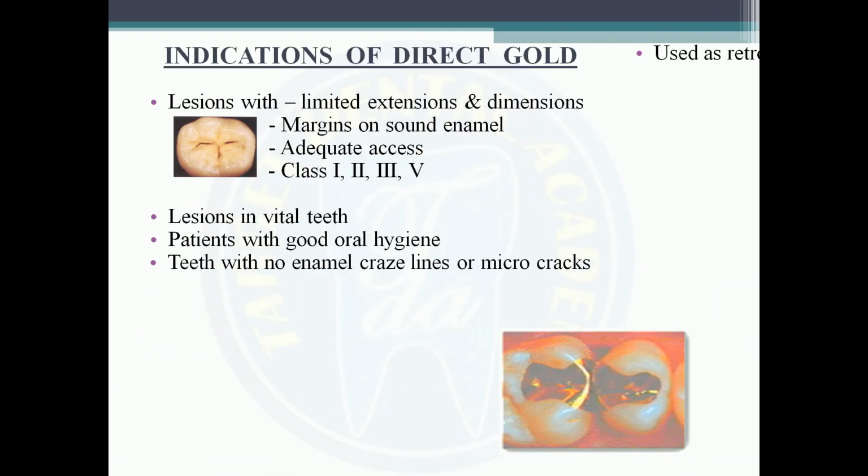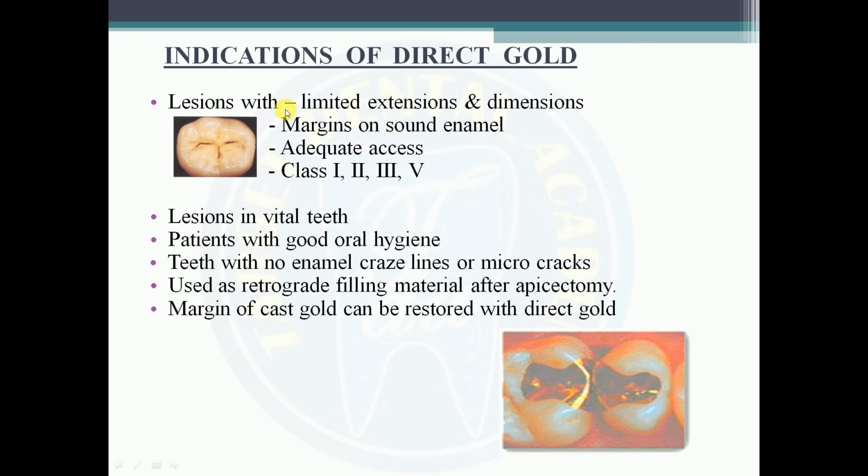So basically these are the indications of direct filling gold. Lesions with limited extensions and dimensions. Margins on sound enamel. Adequate access. Used in class 1, class 2, class 3 and class 5 cavities. Lesions in vital teeth. Patients with good oral hygiene. Teeth with no enamel graze lines or microleakage. It is used as a retrograde filling material after apicectomy. Margins of cast gold can be restored with direct gold.